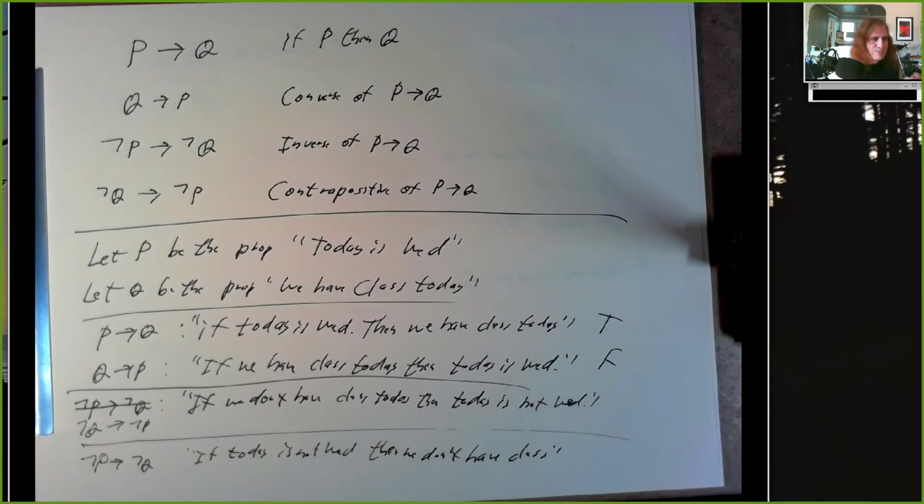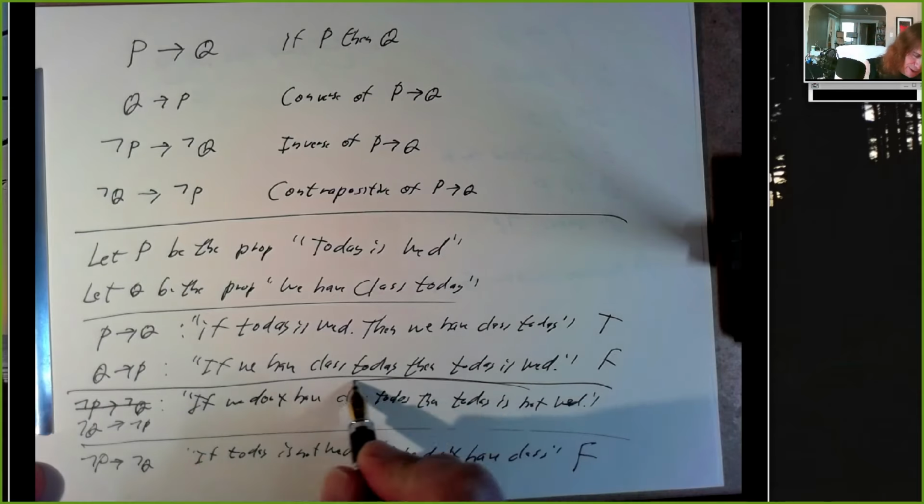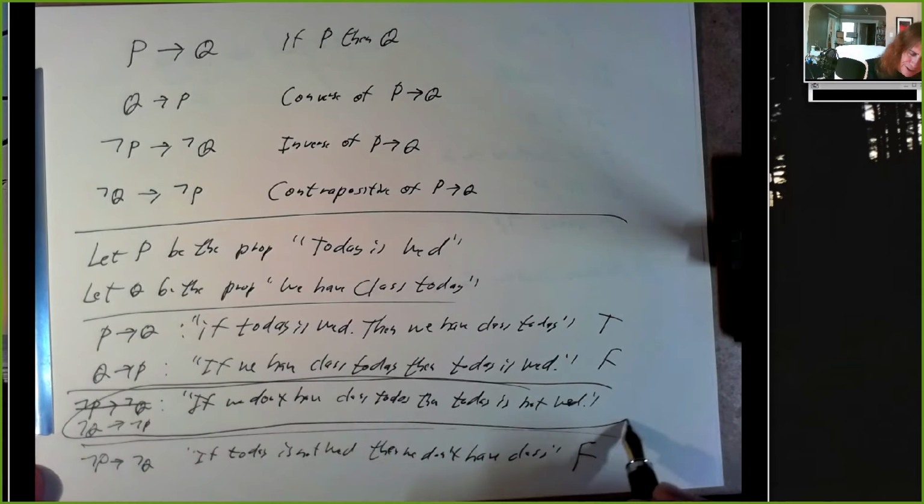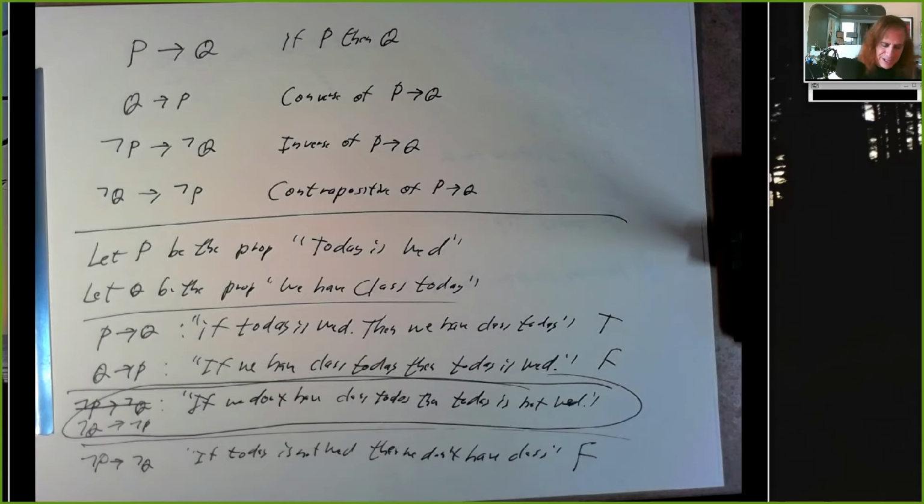So if today is not Wednesday, then we do not have class. Is that true or false? False. If today's not Wednesday, it might be Monday, we might still have class. So that's false. But this one that I started to do a minute ago, which is actually the contrapositive, if we don't have class, then it's not Wednesday. That turns out to be true.